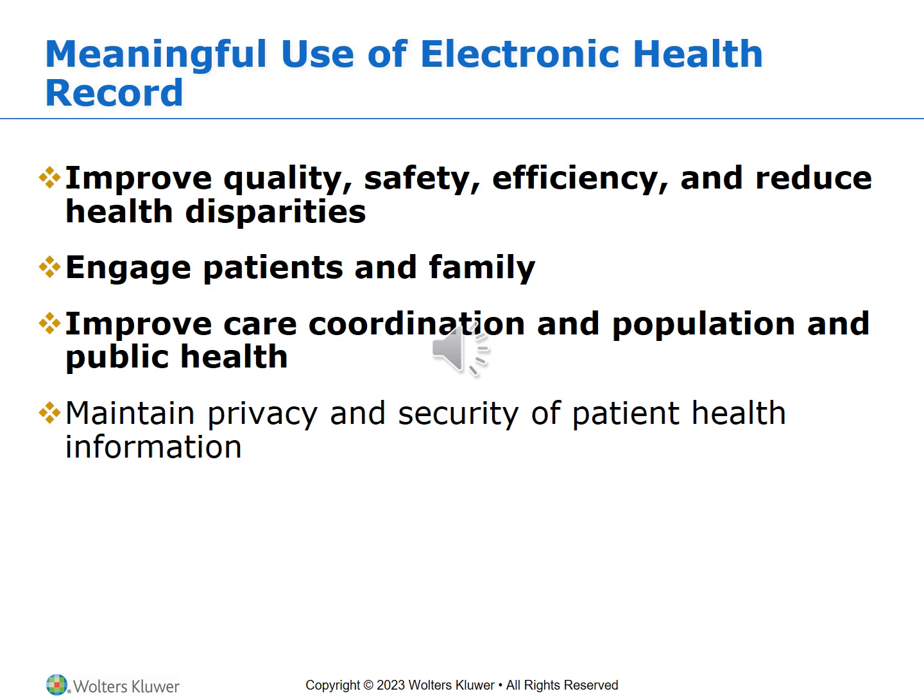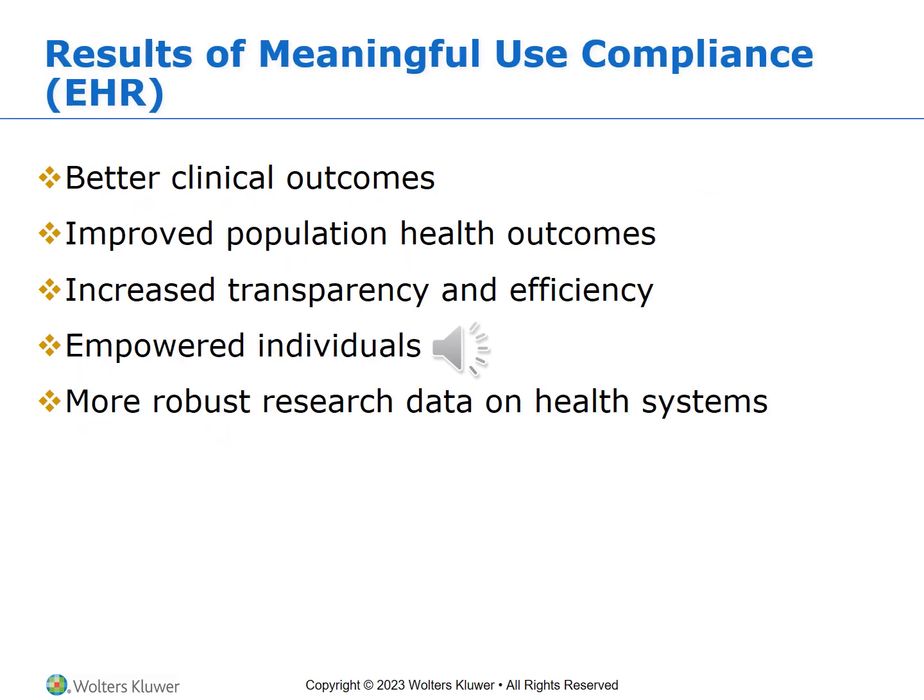So these first three bullets: special attention to improve quality, safety, efficiency, and reducing health disparities; engage patients and families; improve care coordination and population and public health; and also maintain privacy and security of patient health information. On page 550, it also talks about the results of meaningful use compliance for the EHR. So you have better clinical outcomes, improved population health outcomes, increased transparency and efficiency, empowered individuals, more robust research data on health systems.